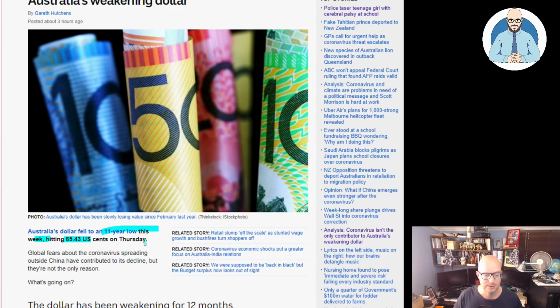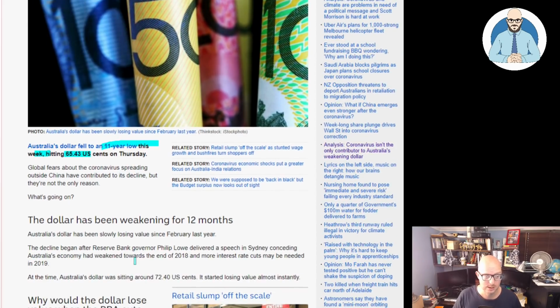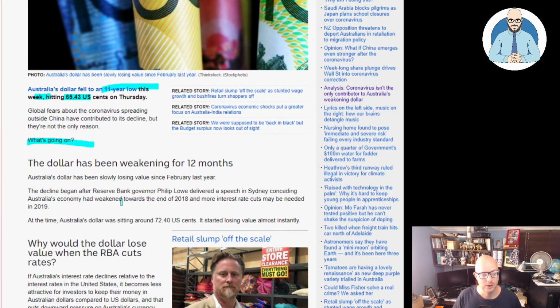Global fears about the coronavirus spreading outside China have contributed to its decline, but they're not the only reason. So what's going on? The dollar has been weakening for 12 months. Australia's dollar has been slowly losing value since February last year. The decline began after Reserve Bank Governor Philip Lowe delivered a speech in Sydney conceding Australia's economy had weakened towards the end of 2018 and more interest rate cuts may be needed in 2019. At the time, Australia's dollar was sitting around 72.4 cents. It started losing value almost instantly.